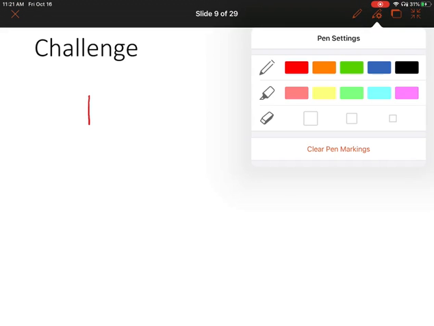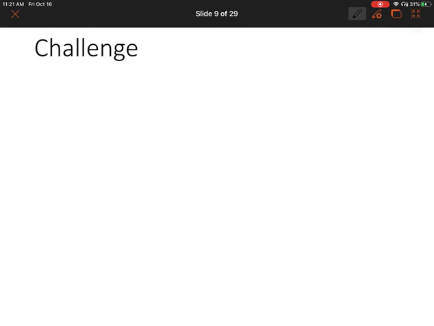Hi everyone! In this video we're going to go over a few practice problems for assigning R and S to different molecules. So let's start with a challenge problem. I'm going to draw a molecule where we have a central carbon and it has 4 different bonds.